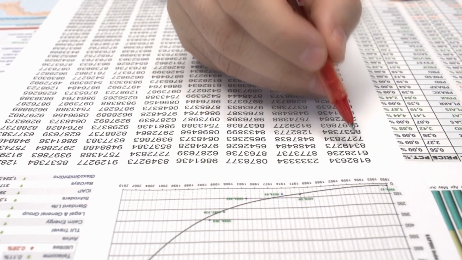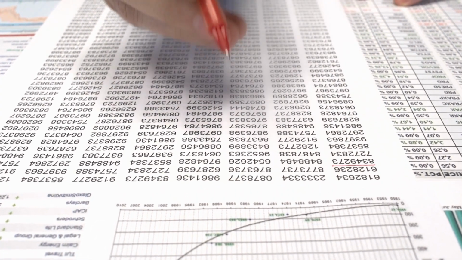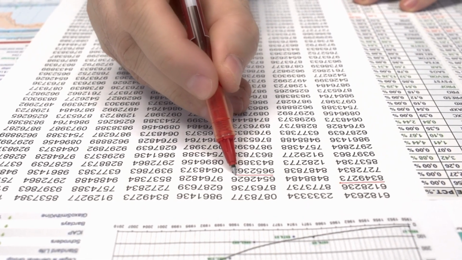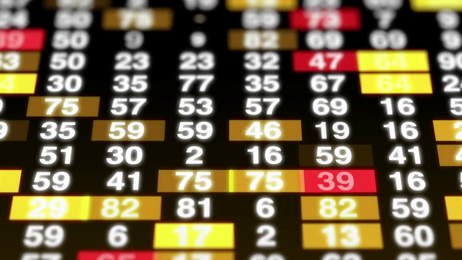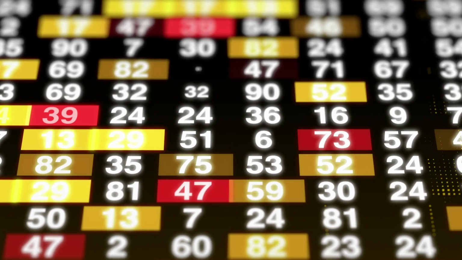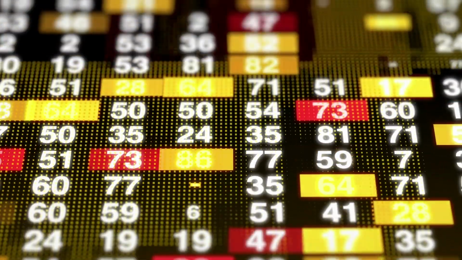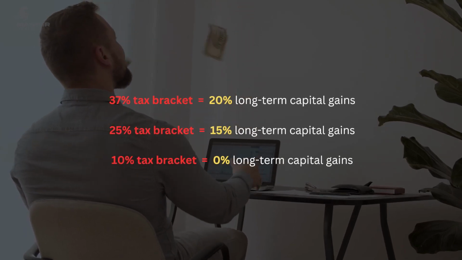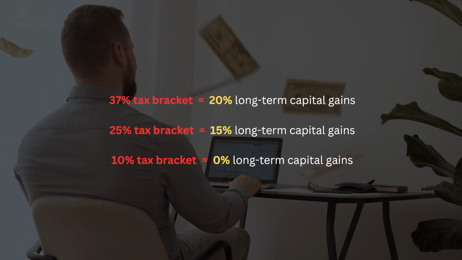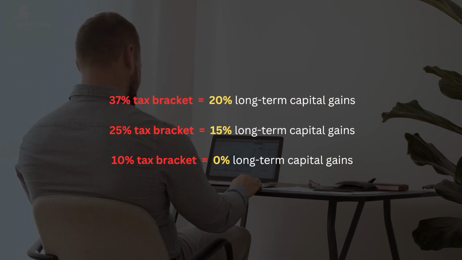Long-term capital gains receive much better tax rates, and it doesn't matter which tax bracket you're in. Your tax treatment will be much better regardless. It is a game changer. So, let me explain. If you make a lot of money at your job and you're in the 37% tax bracket, your long-term capital gains will be taxed around 20%.